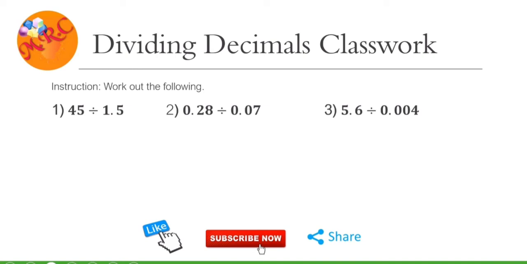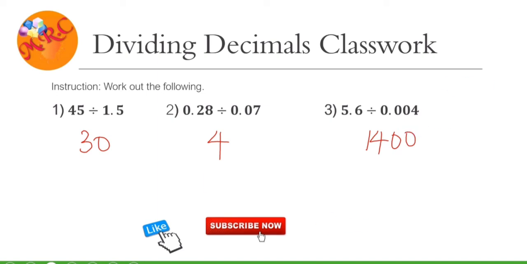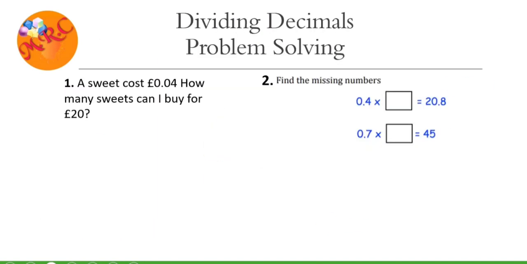Alright, welcome back. We're going to go with the solution in 5, 4, 3, 2, 1. So the first one is 30. The second one is 4. And the third one is 1400.